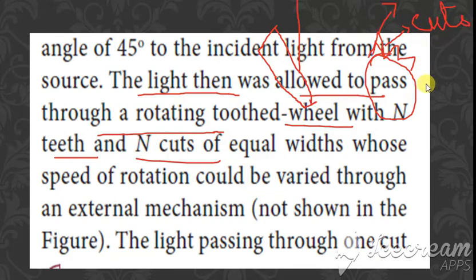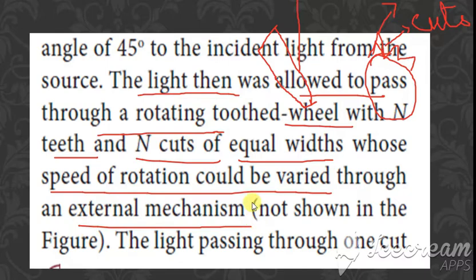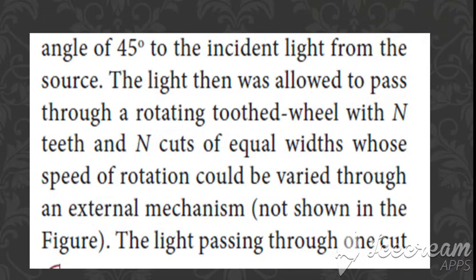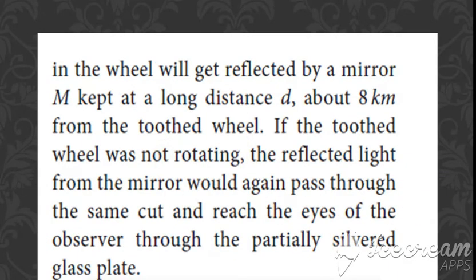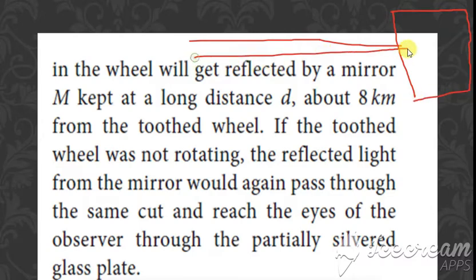It has n teeth and n cuts of equal width, whose speed of rotation could be varied through an external mechanism. So using the external mechanism we can vary the speed. Then the light passing through one cut in the wheel will get reflected by the mirror M kept at a distance of about 8 kilometers. So about 8 kilometers away, one mirror has been placed, and from the mirror it gets reflected.